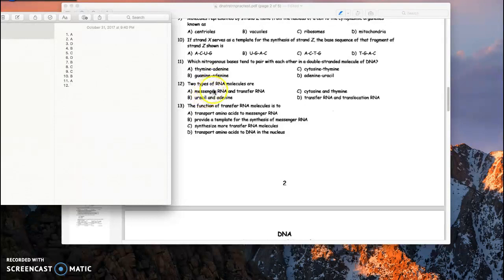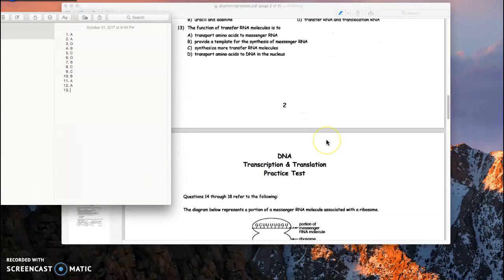12, two types of RNA molecules are the messenger and the transfer RNA. We also have one more type called rRNA. It's called ribosomal RNA, and it helps make up the ribosome. The function of transfer RNA is to transport amino acids to messenger RNA. So it gets its name, transfer, because it transports amino acids.